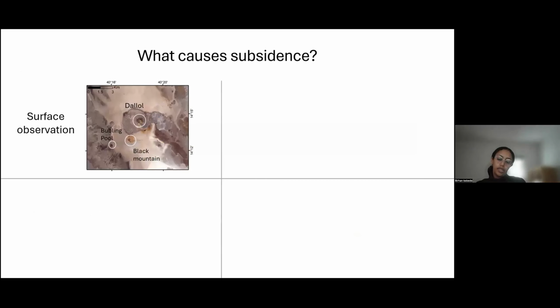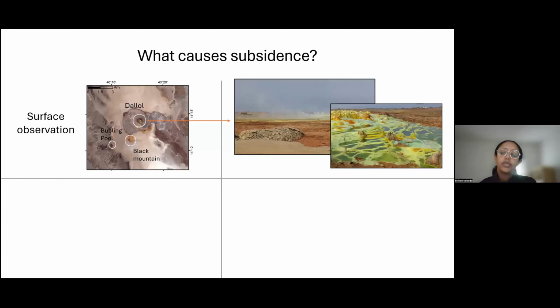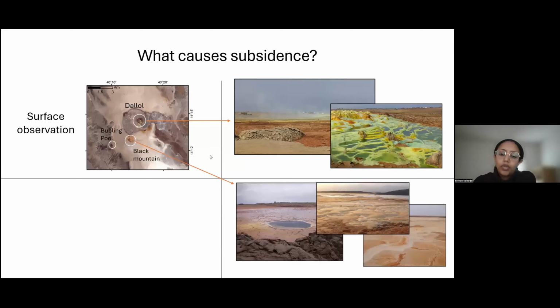So what causes this subsidence? First, we looked at what we have on the surface corresponding to these three maxima. So on top of Dallol, like I showed before, we have highly intense hydrothermal activities together with some salt dissolution and acidic activity. On the Black Mountain, we also have some hydrothermal activity, but we have extensive salt dissolution that is pouring out on the surface.